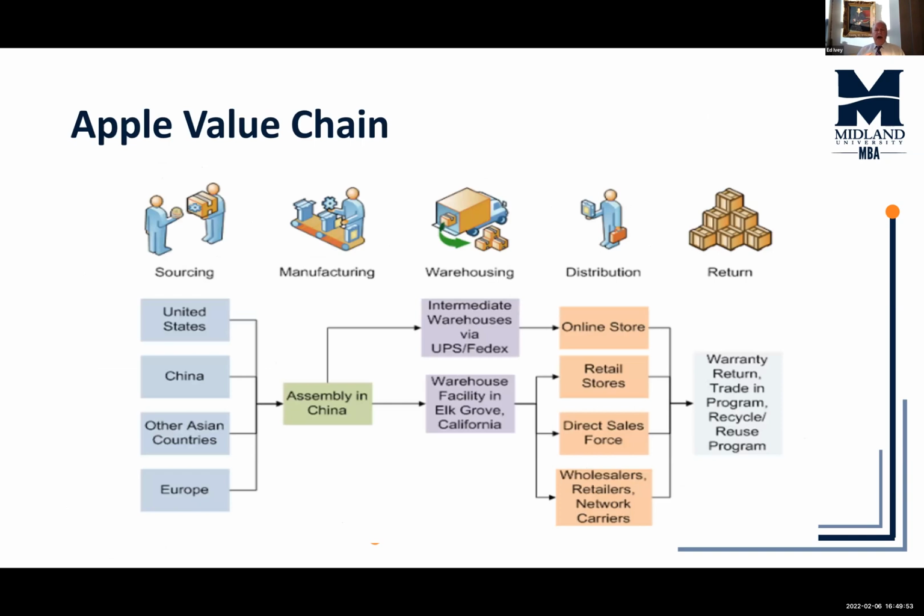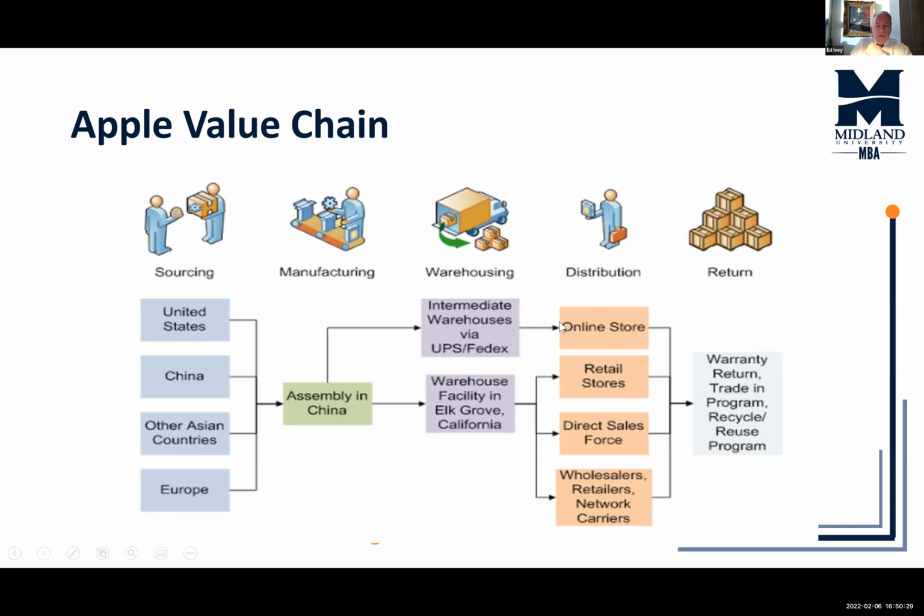Our last page is Apple's value chain. Apple's value chain is sourcing, manufacturing, warehousing, distribution, returns. Where do they source from? US, China, other Asian countries, and Europe. Where is the manufacturing taking place? It's taking place in China. So the cost there to manufacture, the skills there to manufacture, all of those coming together make China the place to manufacture those goods for Apple.